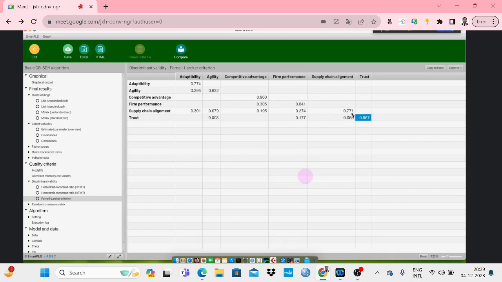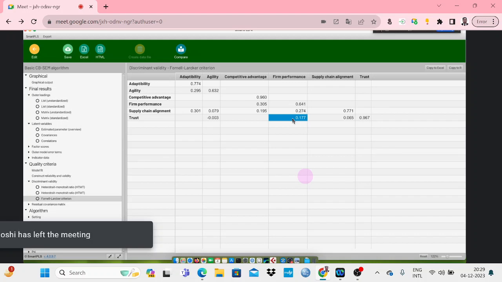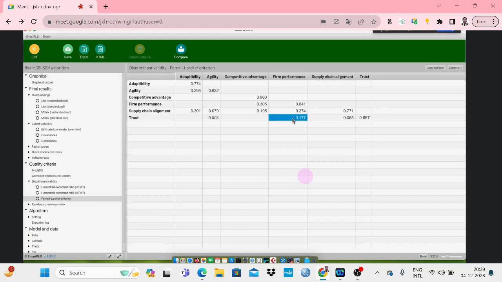If the value is not the highest, for example if there is some bigger value here, then there is an issue with discriminant validity. That means the constructs are trying to act as shadow copies of one another instead of being distinct constructs. They are not bringing anything new to the table. They are just inflating the R square of the model.